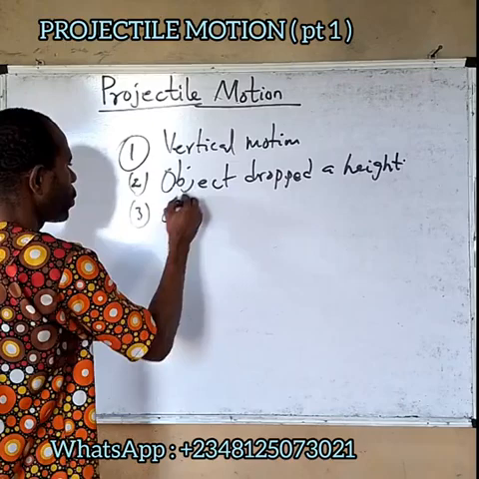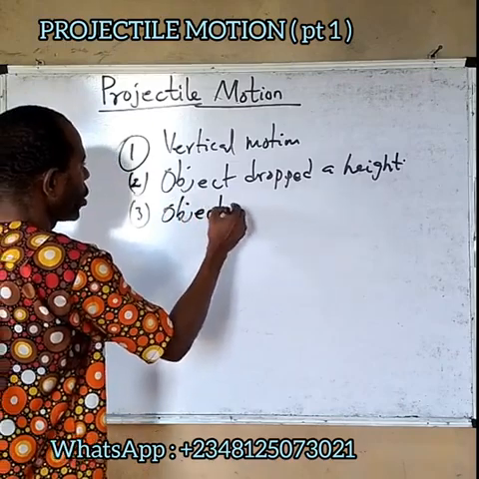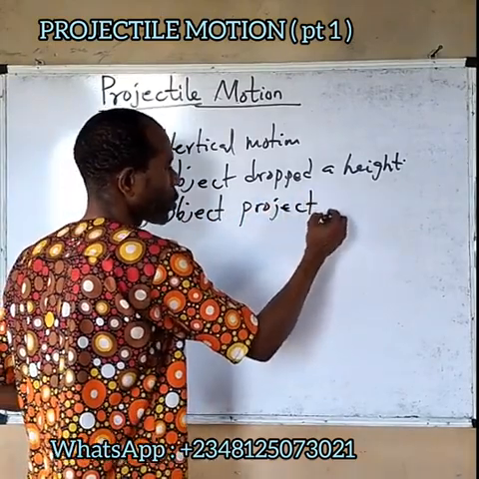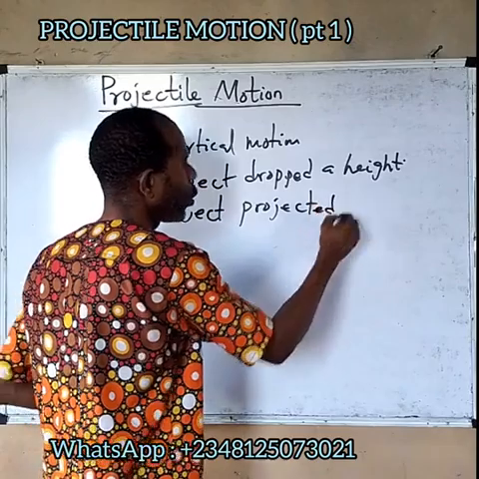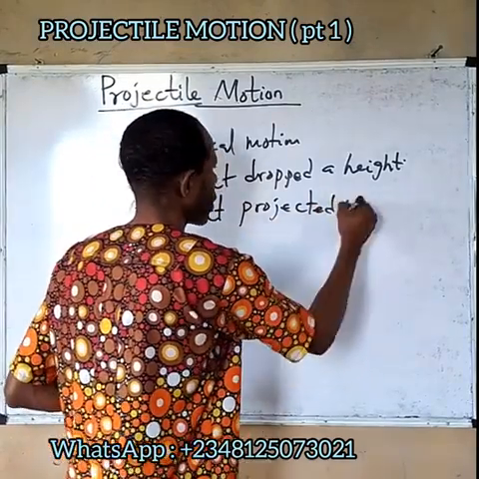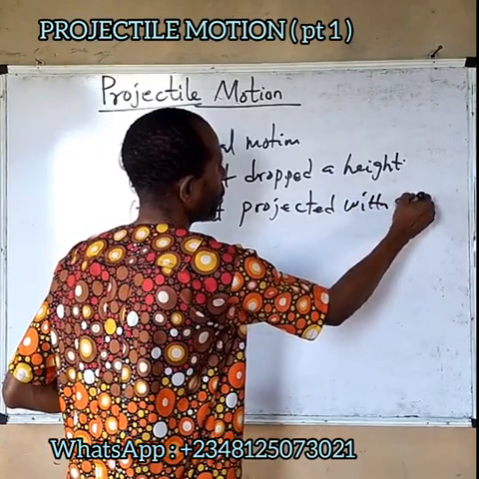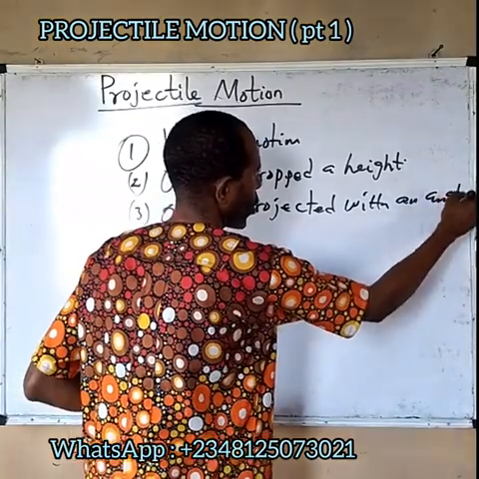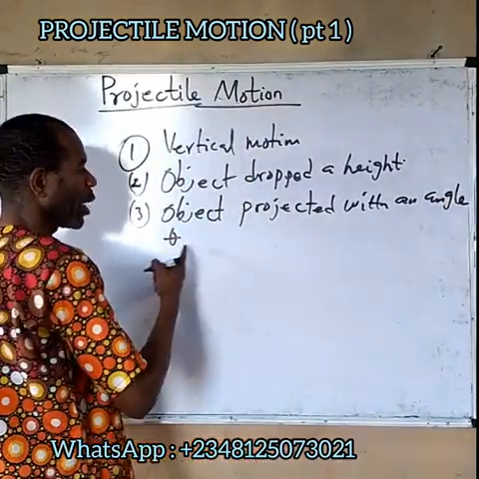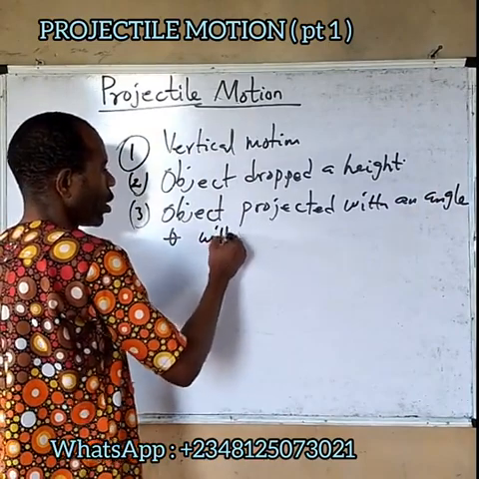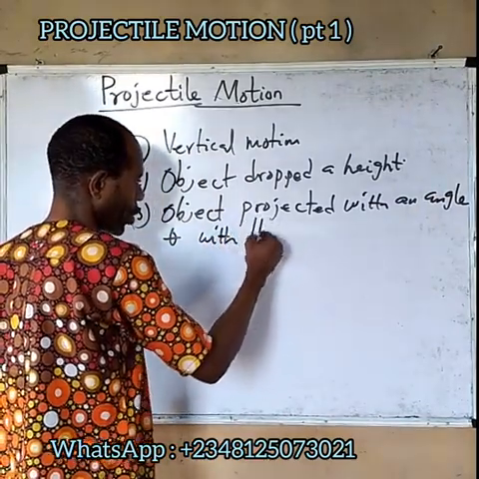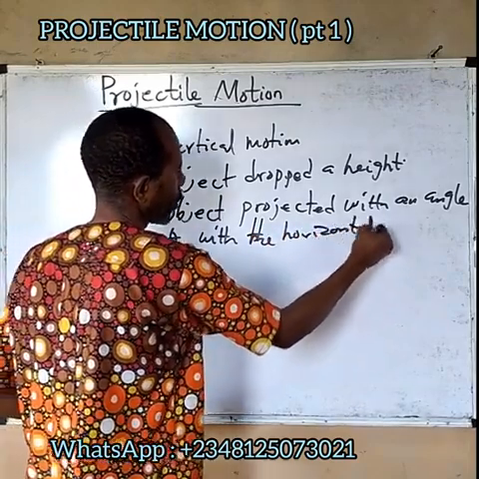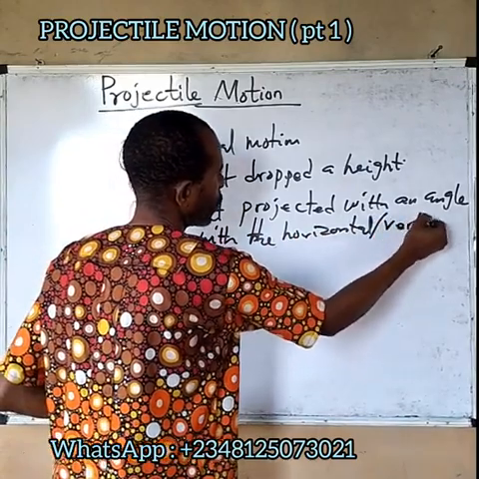that means an object projected with an angle of inclination with the horizontal or with the vertical. Projected with an angle theta. This angle theta is called the angle of inclination with the horizontal, or vertical.